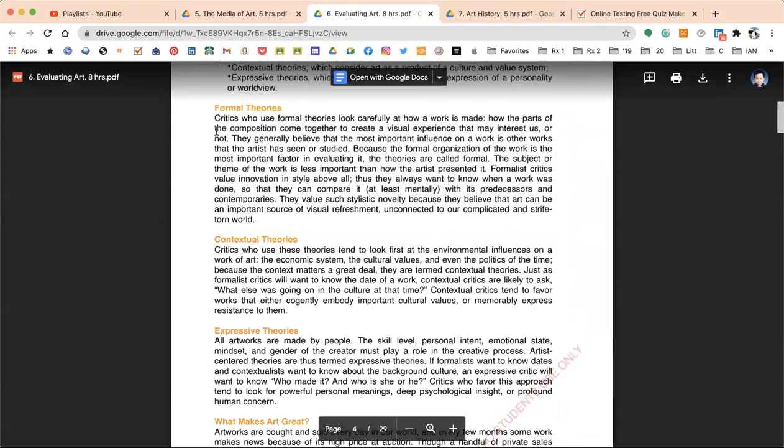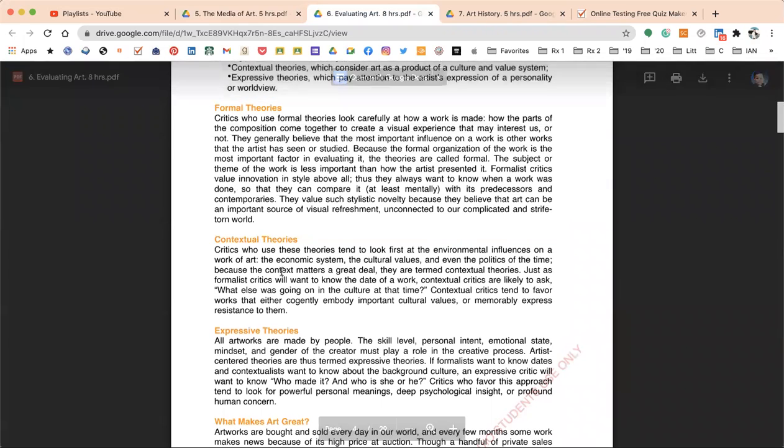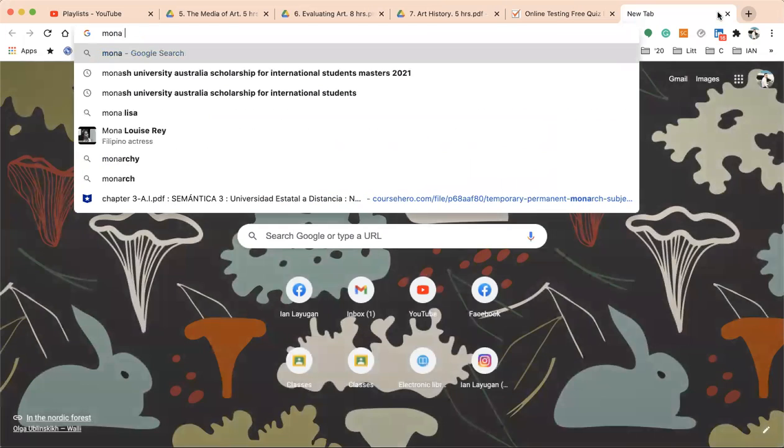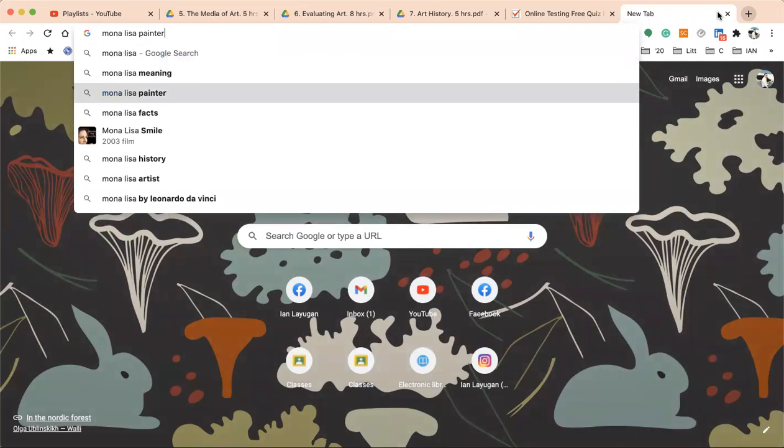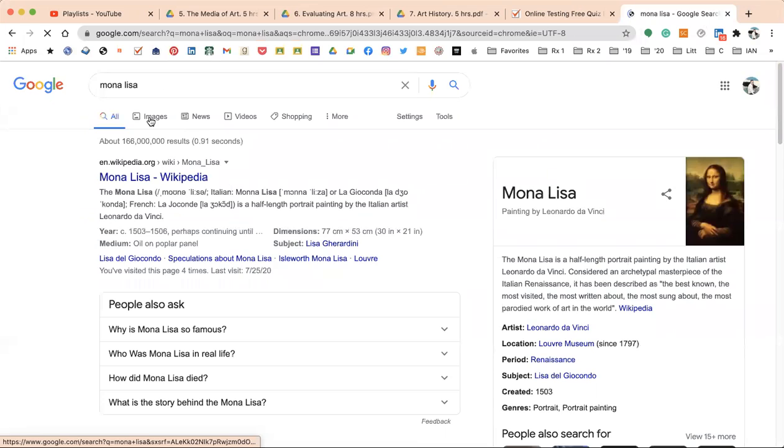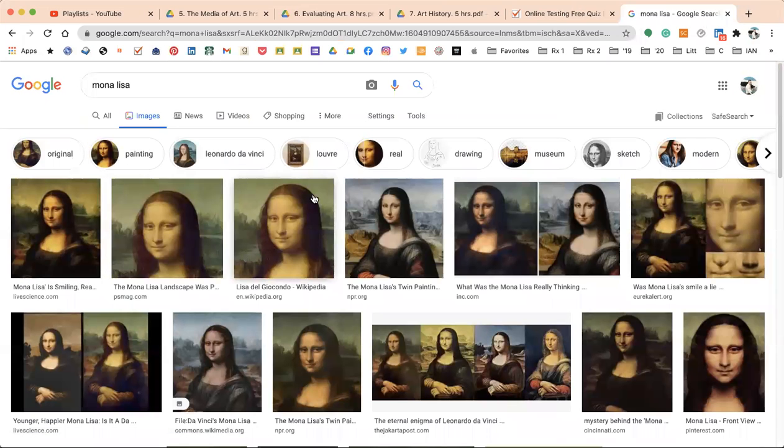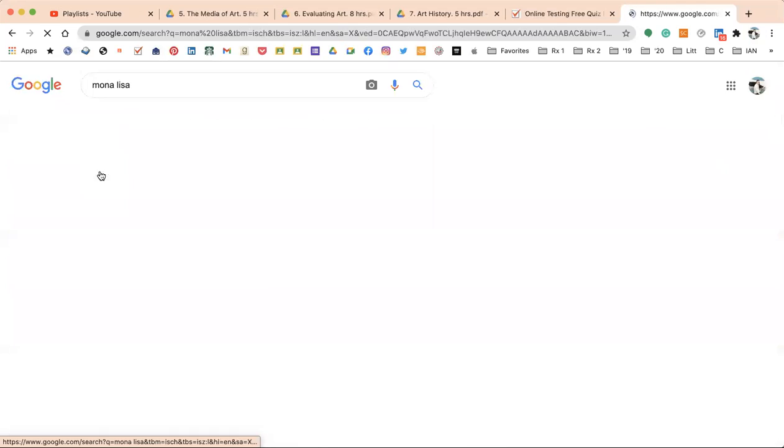We will be having this in your asynchronous session also, which asks you to focus on formal, contextual, and expressive theories. Formal theories are ways of looking at art based on form. When we say formal theories, we are referring to how you understand or read an artwork based on its form, based on what you can see. When you look at the Mona Lisa, for example, if it's a formal analysis, you try to look at the painting and make sense of the things that you are seeing. It's actually similar to your virtual tour.